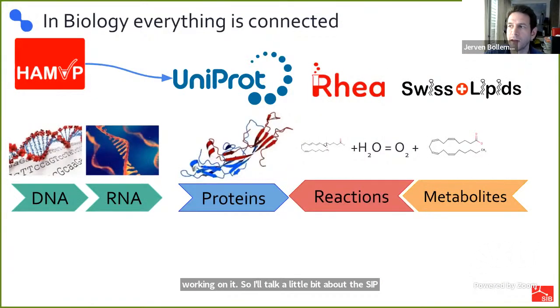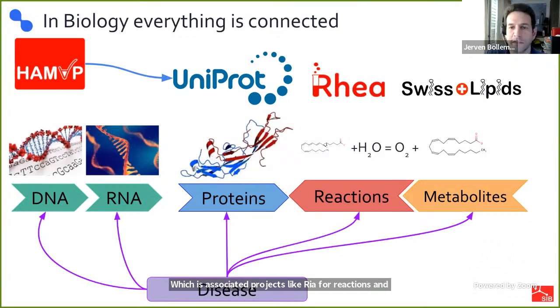So in biology, everything is connected. This is just the way it is. DNA is the blueprints, the RNA are the work orders, proteins are the things that actually do stuff. Then reactions are what proteins make happen as enzymes, and metabolites are the chemicals that we all eat and change and become part of our lives. And there are different projects. The main project we work on is UniProt, with associated projects like Rhea for reactions and SwissLipids for all the fats.